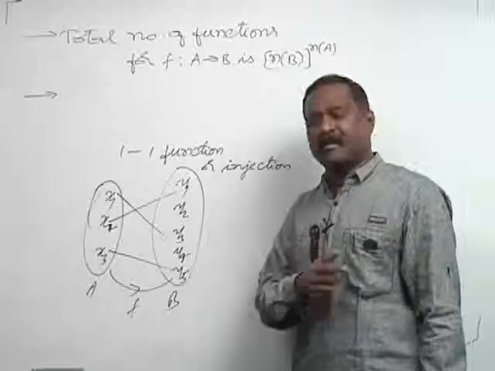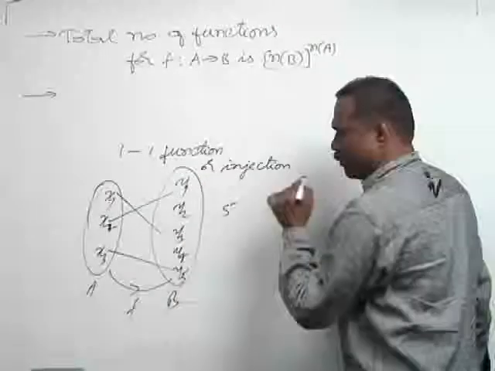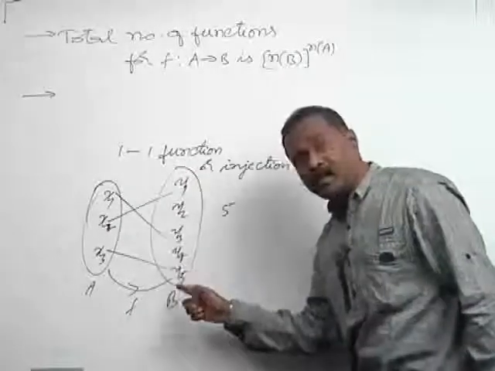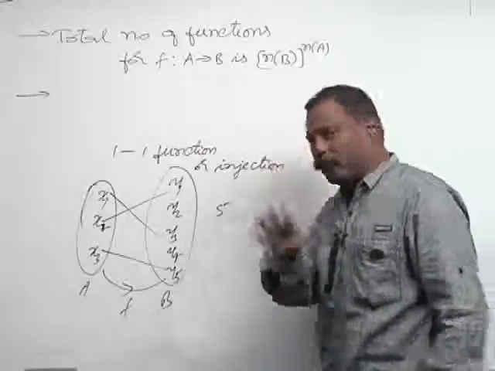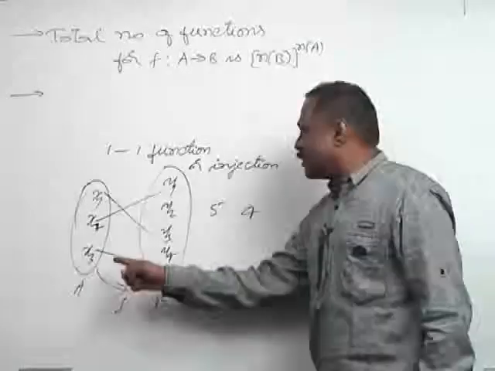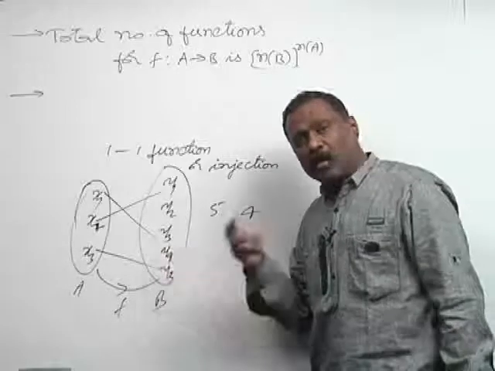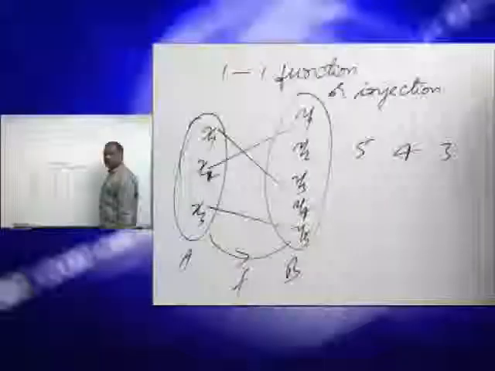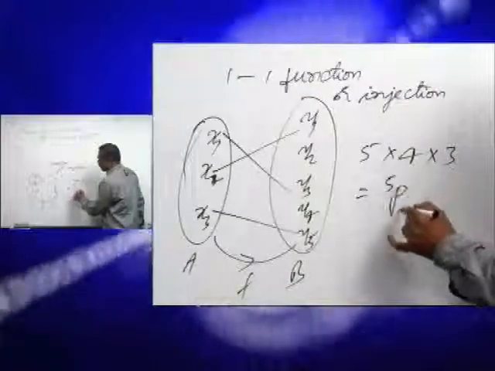Very simple, I'll take it like this. For x1, how many elements can be mapped? 5 elements can be mapped. For x2, because x1 is already mapped to one of these elements, x2 will not have 5 elements, but will have only 4. So the second operation can be performed in only 4 different ways. And if you come to x3, because x1 and x2 are already mapped to 2 elements of these 5, only 3 are remaining. So first operation 5, second operation 4, third operation 3. So it is nothing but 5 into 4 into 3, which is nothing but 5P3.